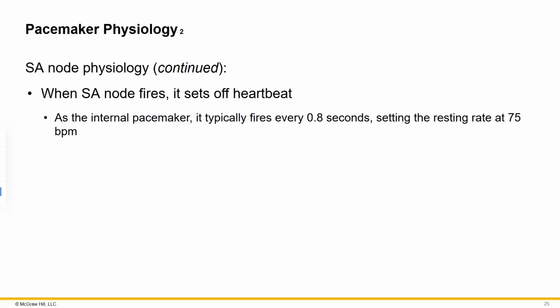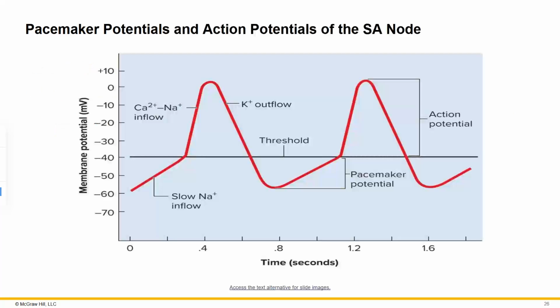When the SA node fires, it sets off the heartbeat. As the internal pacemaker, it fires every 0.8 seconds, setting the resting rate at 75 beats per minute. So here you can see the slow inflow of sodium, and the threshold is met. You have sodium inflow, potassium outflow, back to resetting it, and back to the pacemaker potential. And it just continues in this pattern.